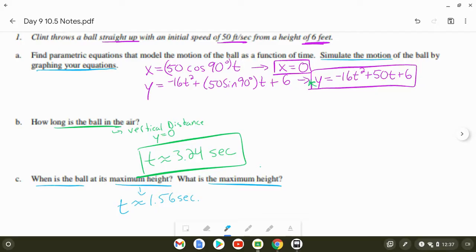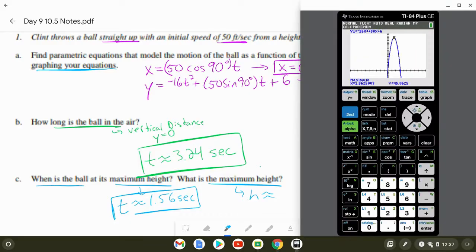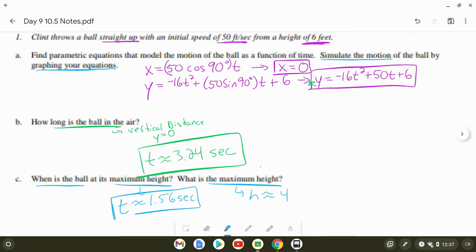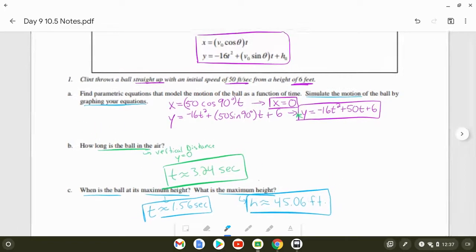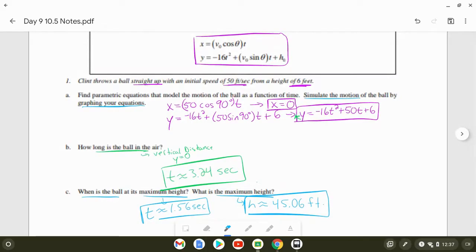So at 1.56 seconds, you will have a maximum height of 45.06 feet. So that's how we're using the parametric equations to see the ball in motion as the horizontal distance with the vertical distance. But then we need to determine if we're looking at time, are we talking about the vertical distance with respect to time or the horizontal distance with respect to time?